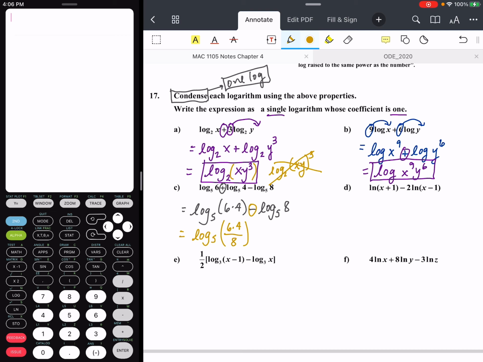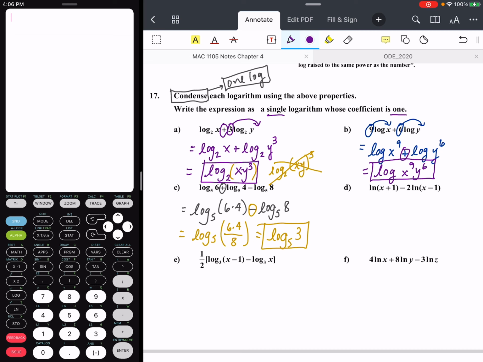So I have 1 log, product up top, and then divided by 8. And of course, I can simplify this whole thing. 6 times 4 is 24 divided by 8. So let's just call that log base 5 of 3. And there we go.